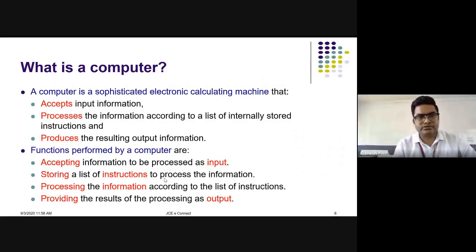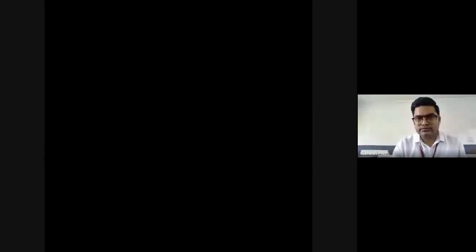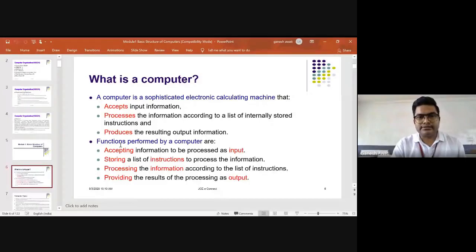So in the previous class, we started with basic structures of computers, and we defined what a computer is. A computer is a sophisticated electronic calculating machine that accepts some input, then processes that information according to the list of instructions which are stored, and then produces the resulting output. So that we have already discussed.